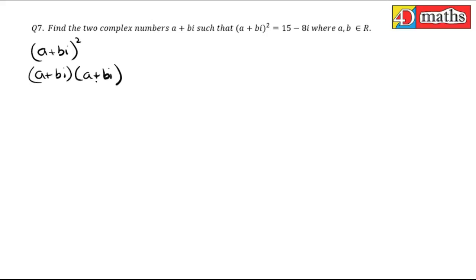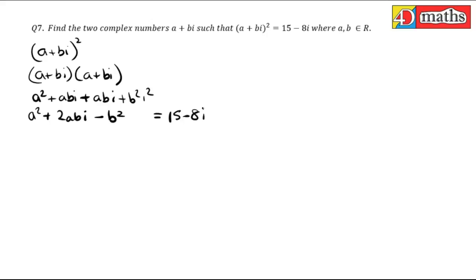So I'm going to just do this quickly. Multiply a by a: a squared. a by bi is abi. a by bi is abi. And bi by bi is b squared i squared. So a squared plus 2abi minus b squared, because i squared is minus 1. That's equal to 15 minus 8i.